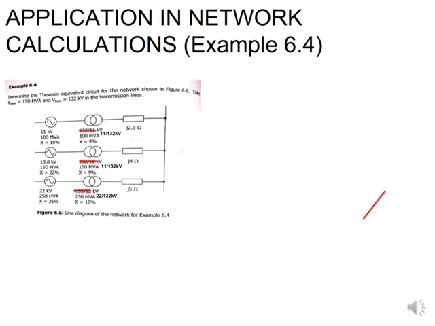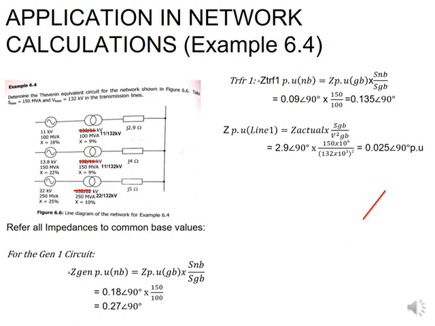So the first thing we do is we refer all these impedances to our common base values. On generator 1, for that entire circuit, I've worked out what my generator 1 per unit is going to be, and then my transformer 1 and then my line 1. So for my gen 1, I ended with the 0.18, which is the 18%. I multiplied by the 150 I've been asked to use as our base, which now becomes my new base. Then I divide by my given base, which was 100.